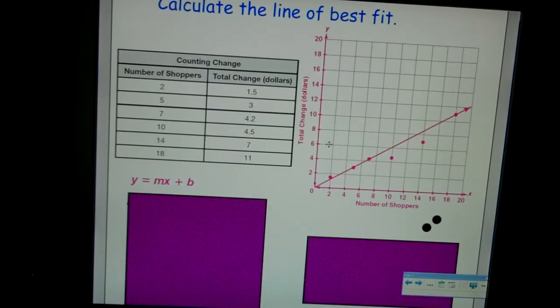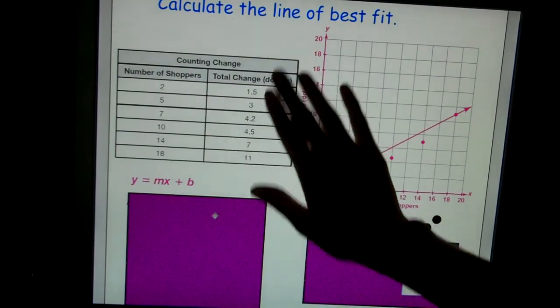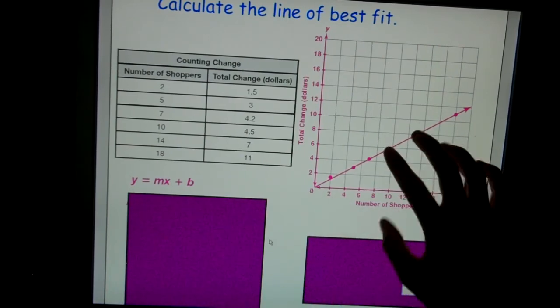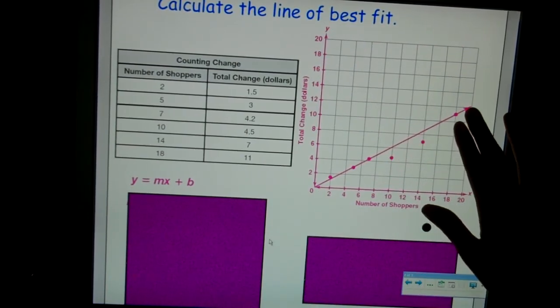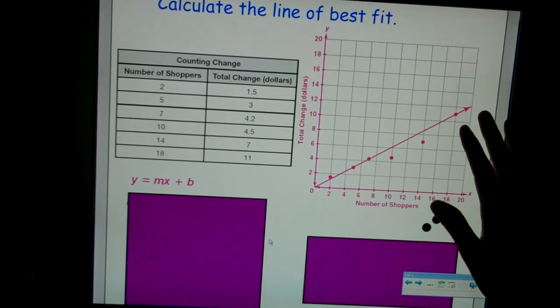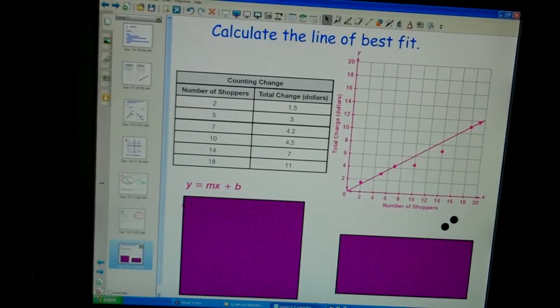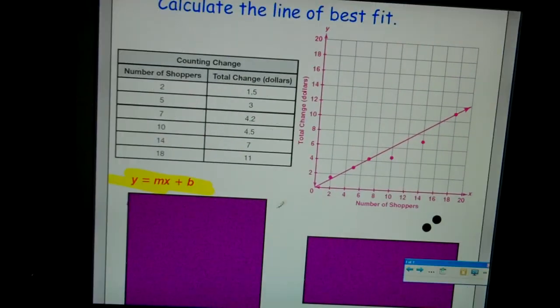Alright, final thing, now you got to calculate the line of best fit. So here was this data that was given to us. Counting change, number of shoppers, and then their total change back in dollars, okay? So, I've already graphed it for you and drawn the line of best fit. You have to write the equation for the line of best fit. And as I've been saying, you need 2 main equations. This is one of them right here, y equals mx plus b, okay? You cannot get anywhere without that one.